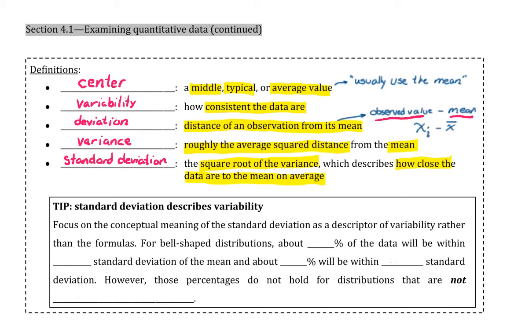We will look at calculating each of these statistics in an example, but right now let's focus on how standard deviation describes variability. Later, we'll look at examples where we will calculate this using formulas. Also recall that for bell-shaped distributions, we know about 68% of the data will be within one standard deviation of the mean, and about 95% of our data will be within two standard deviations of the mean. Recall we looked at this when we were discussing the empirical rule. And also recall that those percentages do not hold for distributions that are not bell-shaped.